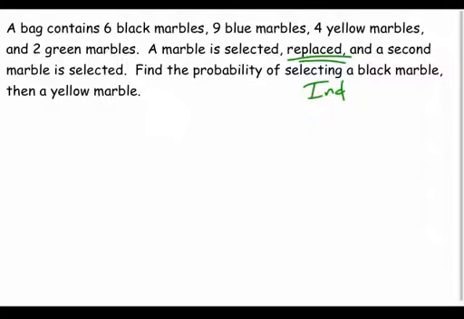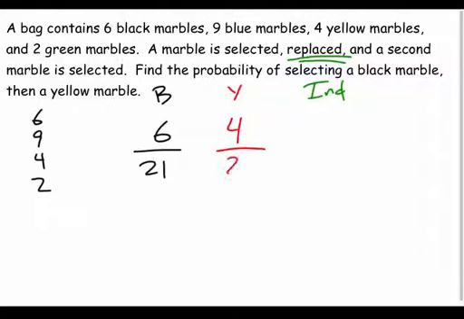So for the black, we got 6. There's 6 possible that I could pick out of a total of, well, I've got to add these together. So 6 plus 9 plus 4 plus 2 gives me a total of 21. So 6 out of 21 for the black. I'll put B up here for black. And then for the yellow, I'm going to use the red color. So for the yellow, it's what? Well, I replaced it, so there's 4 yellow to pick from out of a total of 21. It would be 20 if I didn't replace it, but then they wouldn't be independent anymore. And we're going to multiply. I could simplify first if I wanted to.